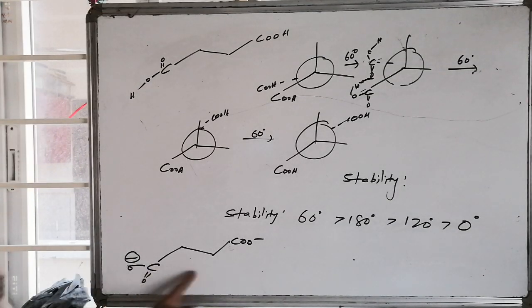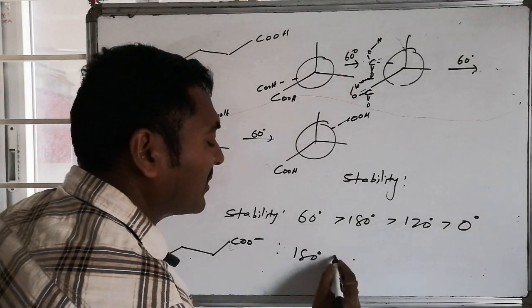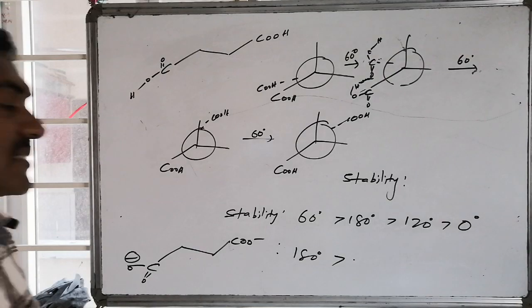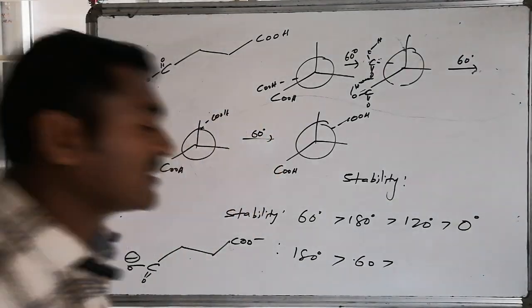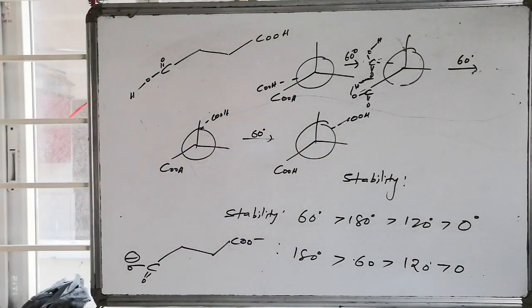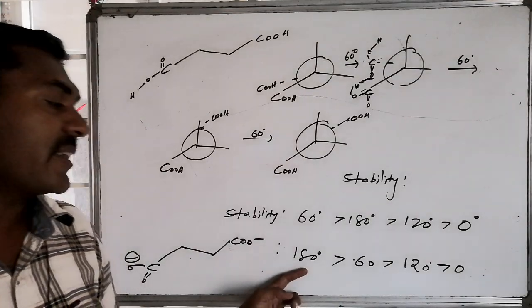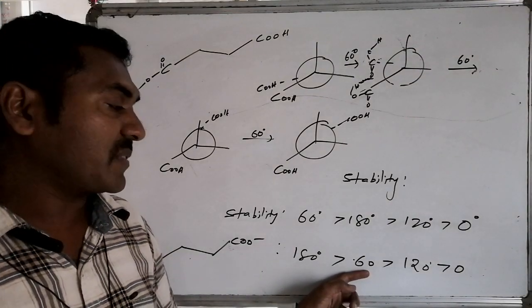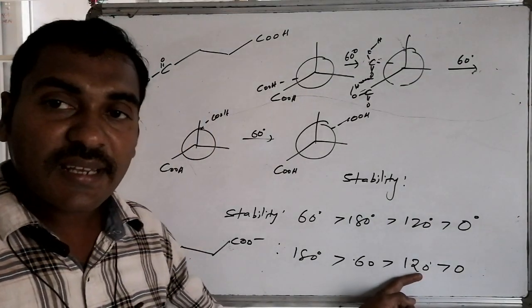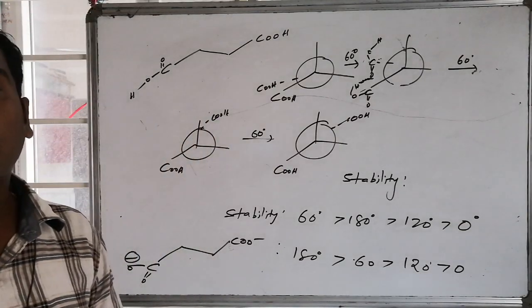Carboxylate structures, both are anions, both can repel. So in this case, the stability order is regular: 180 maintains higher stability, 180 followed by 60 degrees, 60 followed by 120 degrees, and least stability is maintained for 0 degrees. This is said to be staggered conformation or anti-conformation. This is said to be gauche conformation, and this is known as partially eclipsed conformation, and this one is known as what? Fully eclipsed conformation.